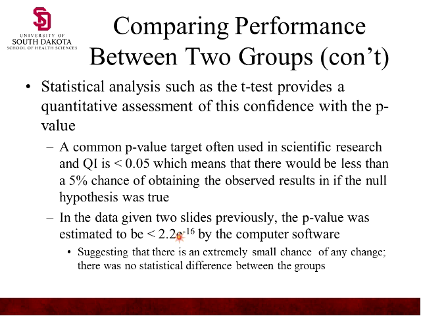So if we look at our p-value from the gobbledygook we had in the data given two slides previously, the p-value was estimated at 2.2 to the -16th. Now you have to understand that, to the -16th. That is way less than 0.05. So that suggests there's an extremely small chance of any change. There's no statistical difference between the groups. So even though we saw a 0.92 days difference, it really wasn't statistically significant.